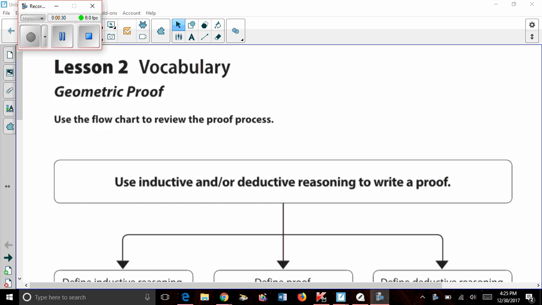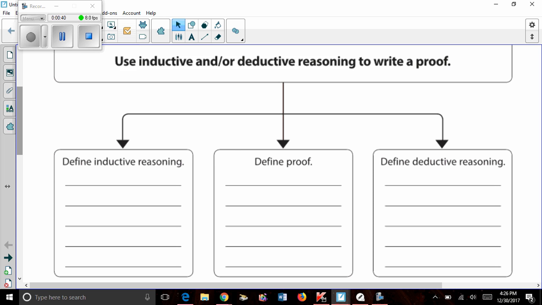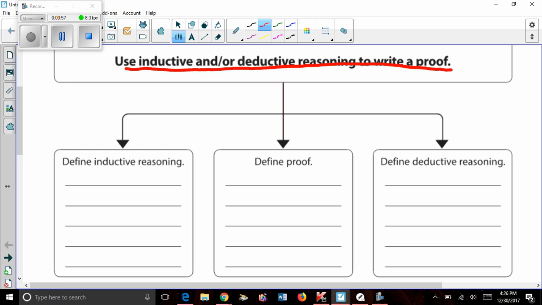So we're going to use the flowchart to review the proof process. This whole thing is going to be talking about how do we write proofs? What is a proof? Heck, how do we go about proving something? Let's start with these three pieces. In order to write a proof, this first bubble says use inductive or deductive reasoning to write a proof. But what is inductive and deductive reasoning? Let's fill those in below.